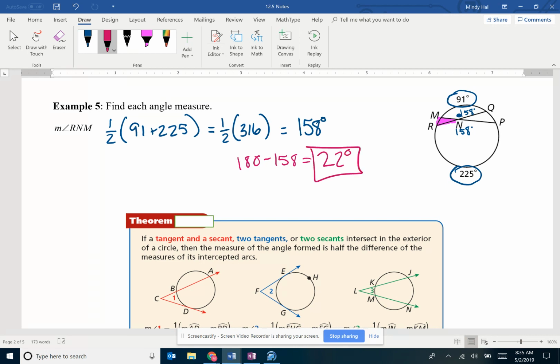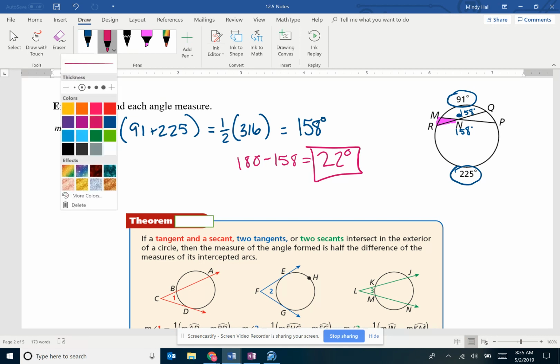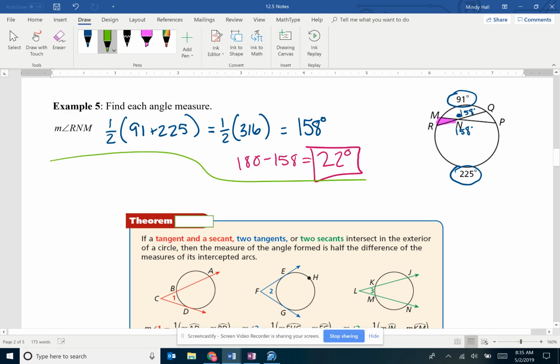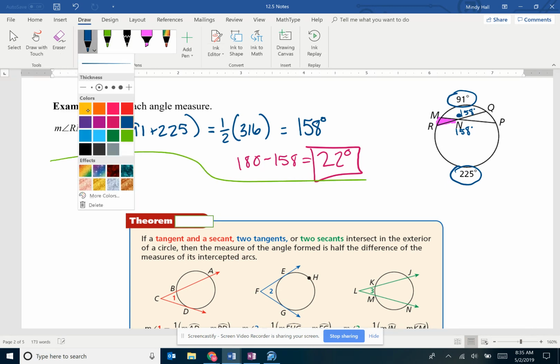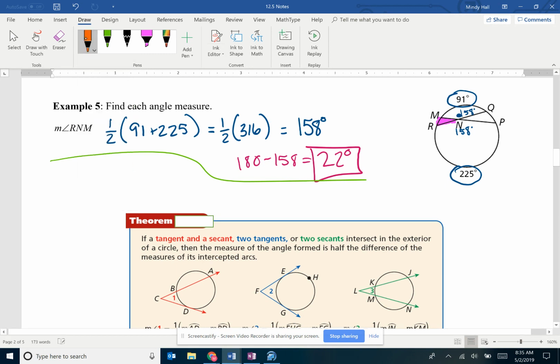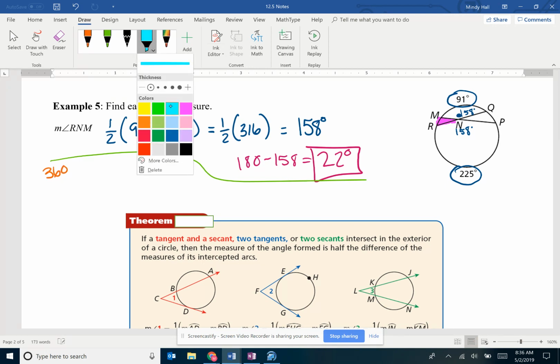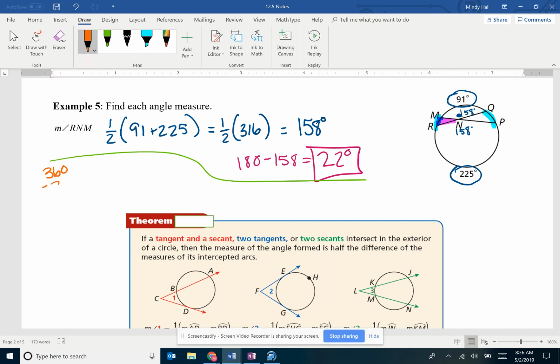Now, if you really wanted to, there is another way you could do this, and it may or may not make sense to you depending on how well you're understanding these circle concepts. So another option is if you look at the entire circle, I know that the entire circle has 360 degrees. So if I take that 360 degrees, I know 91 and 225, I have this piece and this piece, that if I subtract those two angles, I have the sum of those ones. So I would subtract 225 minus 91, and that gives you 44.